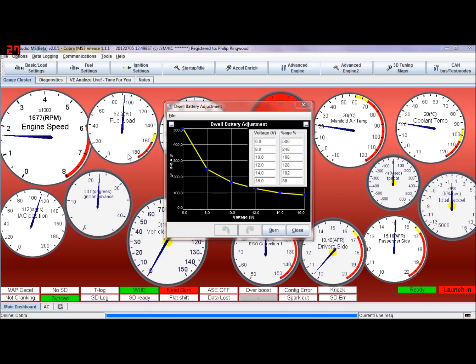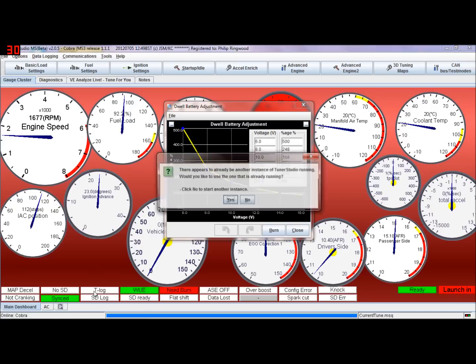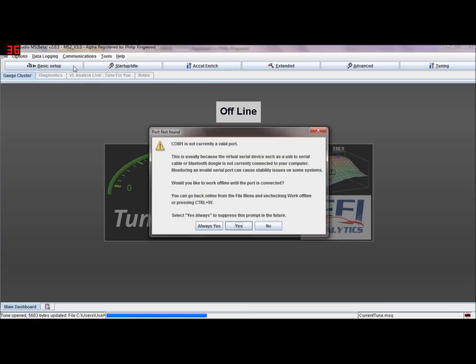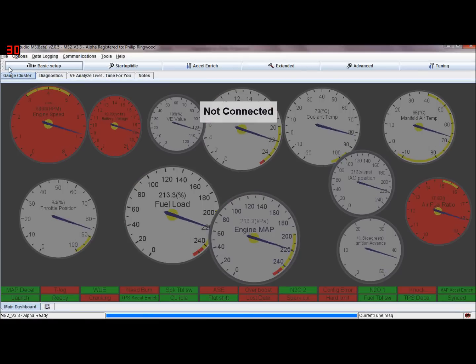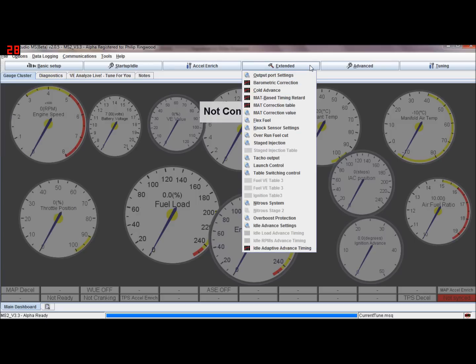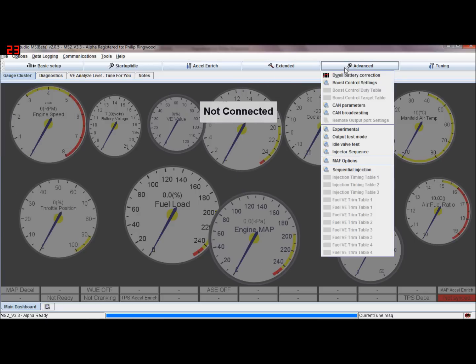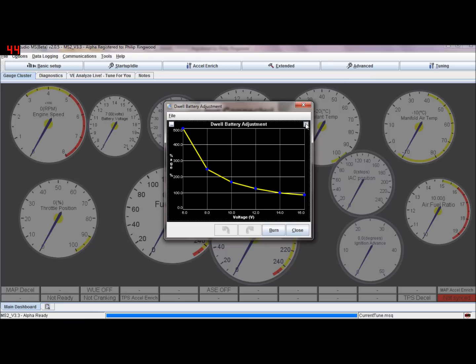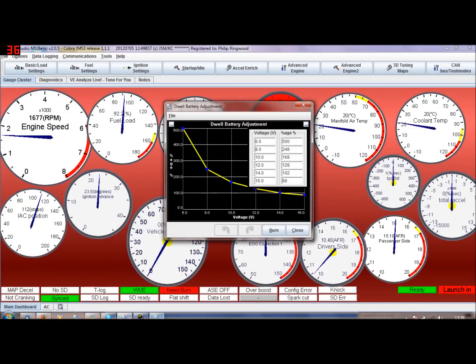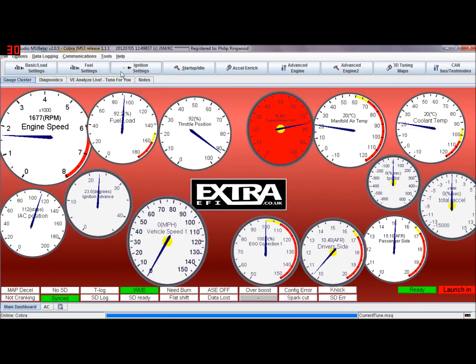Let's just open an MS2 project up again. For some reason or other I seem to have stopped one. Dwell battery correction, same values, same thing in MS2. Leave that well alone though, but that's what it should be. If you have messed about with it by accident, those are the values it should be.